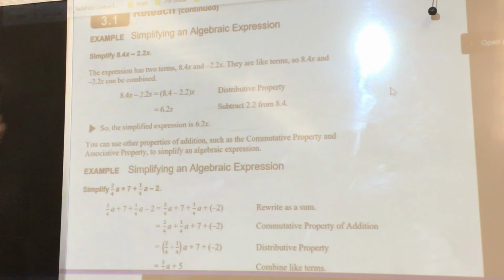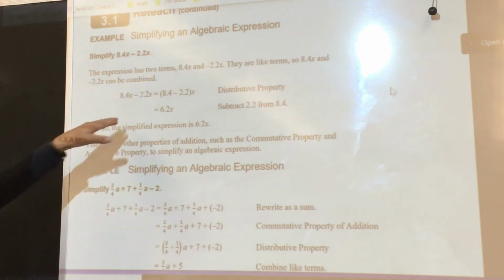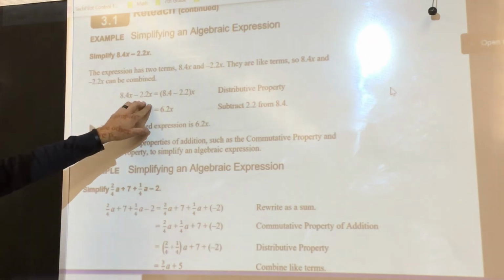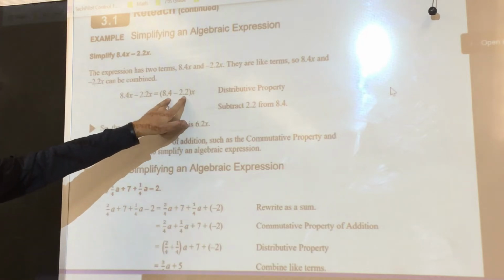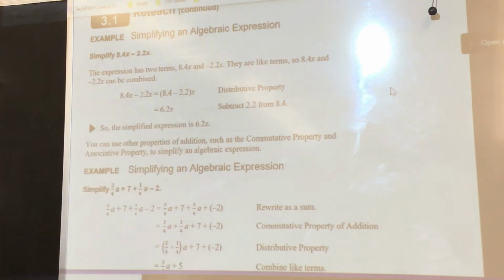In this one, we are going to simplify 8.4x minus 2.2x. So in that case, we would just subtract these two because they are x's, and the answer would be 6.2x.